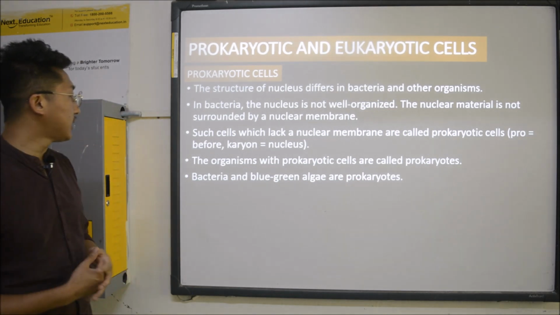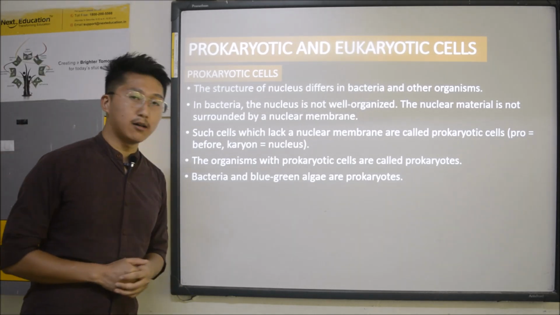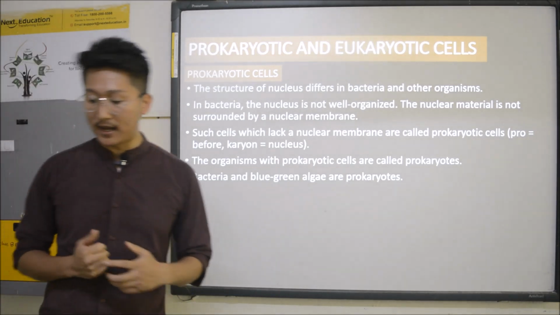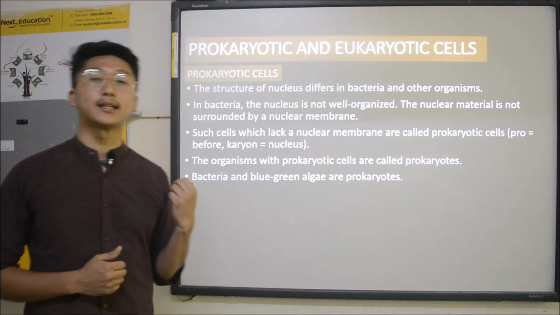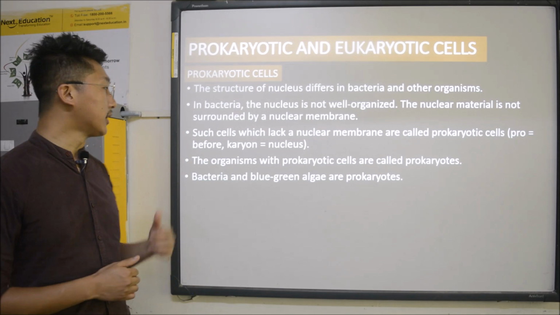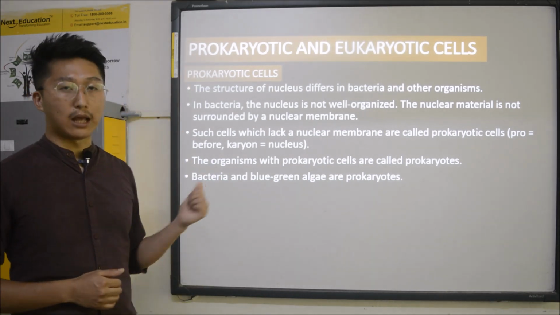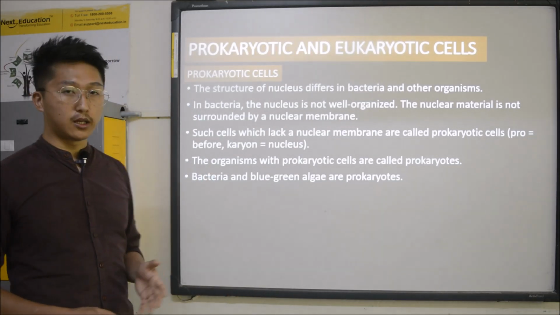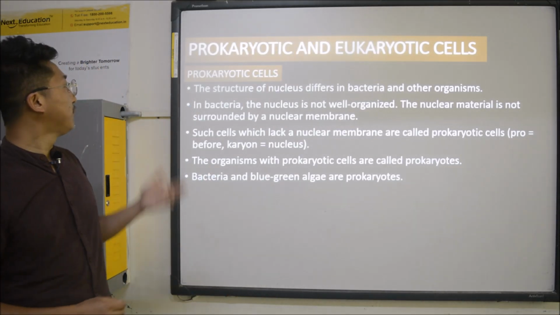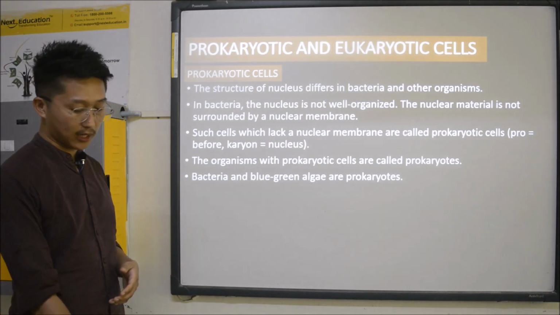Bacteria and blue-green algae are examples of prokaryotes. They are very simple organisms, and because of that they don't have a nuclear membrane. So now we have studied what a prokaryotic cell is.